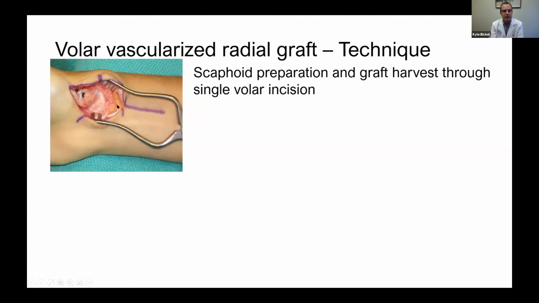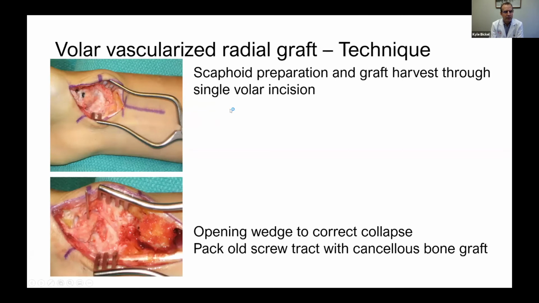So this is done through a standard V-shaped volar exposure over the scaphoid, and you can see that there's a proximal exposure that's planned over the distal radius for harvest of the bone graft. Next slide. The screw was removed and an opening wedge was created using joysticks in the proximal and distal fragments to recreate a normal scaphoid architecture.